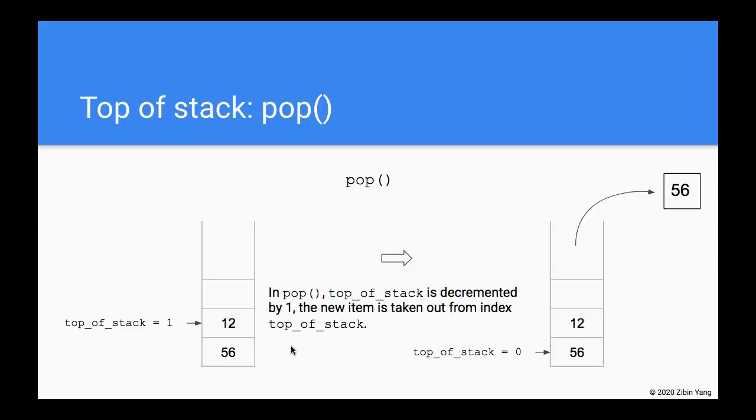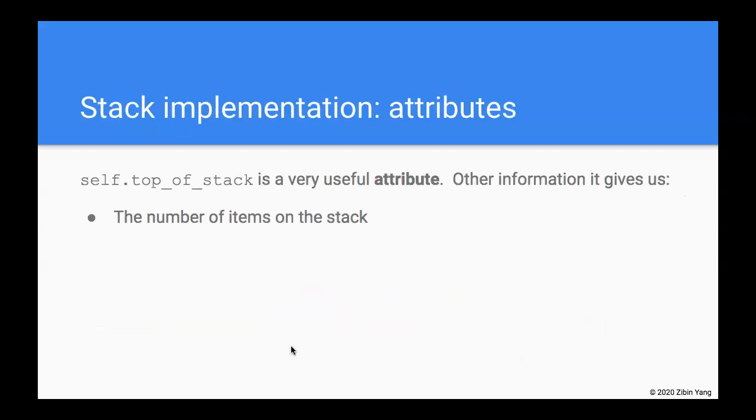So in summary, when we do a pop, top of the stack is decremented by 1, and the new item is then taken out from the index top of stack. All right, so top of stack, if you can't see it by now, is actually a very, very useful attribute. Another piece of information that it can give us is how many items there are on the stack. And if you don't believe me, go through the example and see that that is indeed the case.